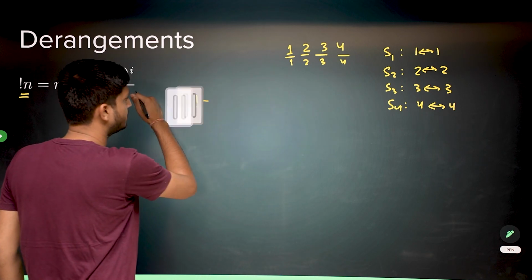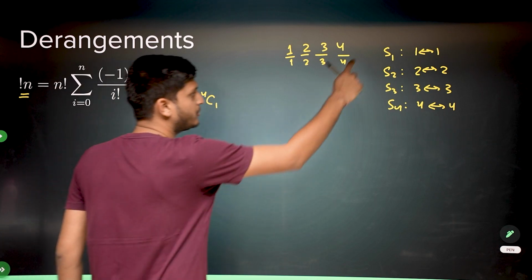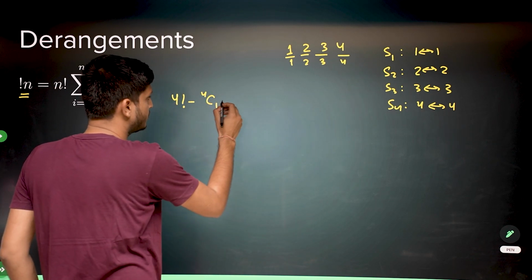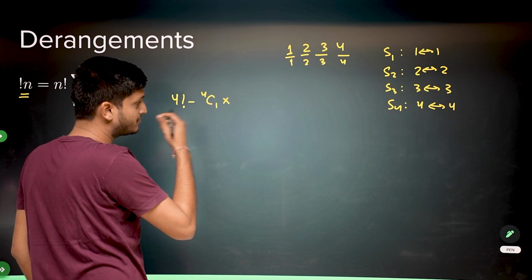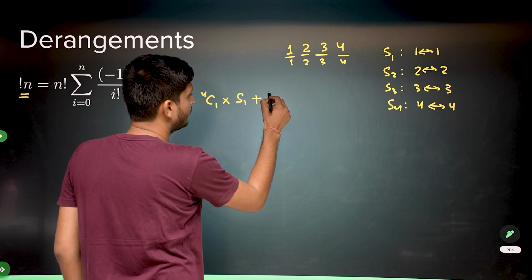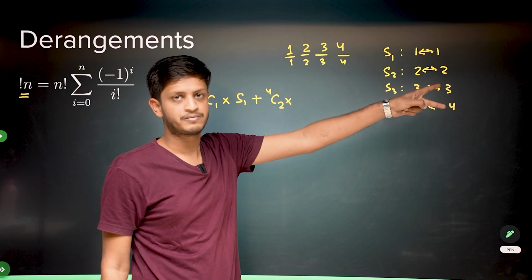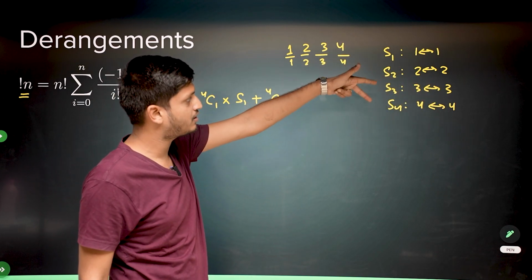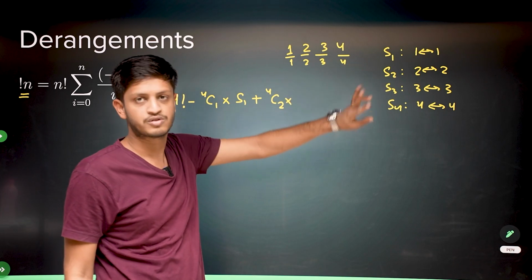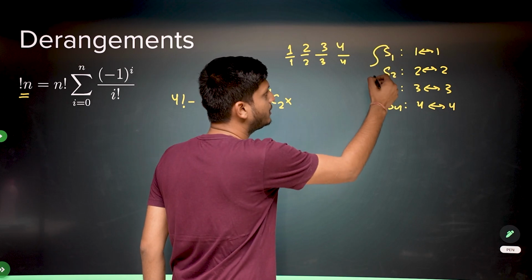So basically this becomes 4 factorial minus 4C1, because we have to make any one condition true, one at a time. So 4C1 times the cardinality of any one of them. Plus now we have to do 4C2 times, which means we are taking 2 at a time. S1S2 are true, S1S3 are true, S1S4, S2S3, S3S4. So there are 6. So 4C2 times the cardinality of 2 of them being true.